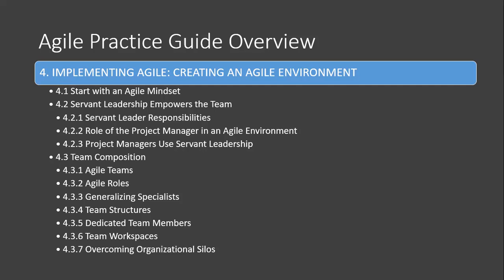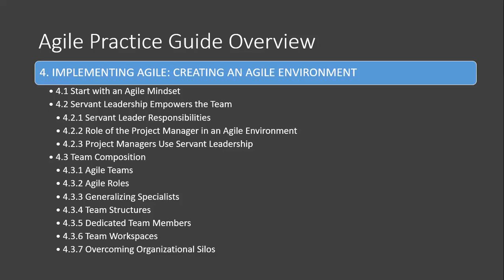What do servant leaders do? Well, they communicate, they develop community, they are empathetic, things like that. They also talked about team composition, agile teams, agile roles, the concept of generalizing specialists, T-shaped skills, broken comb, I-shaped, all that stuff is in there. Team structures, how those look in the world of agile, the importance of having dedicated team members, what team workspaces could look like, the concept of the fishbowl, many things like that.